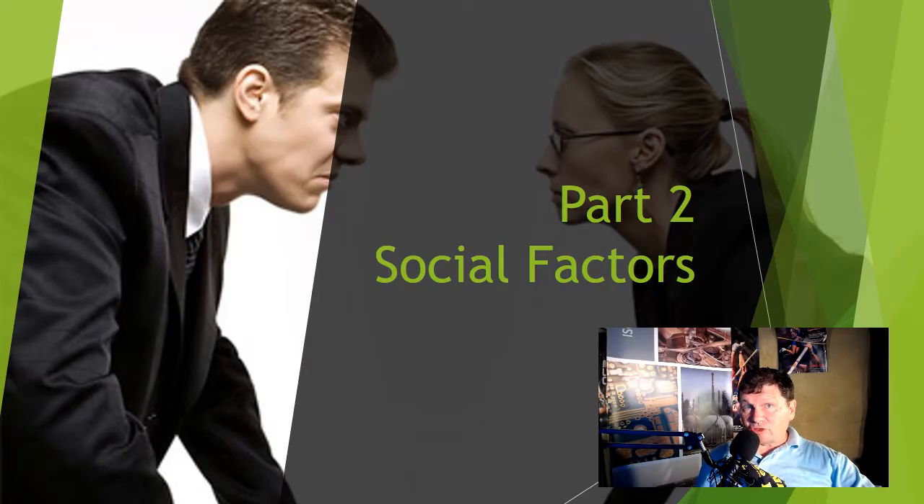Part 2 of this series is about social factors. How is an auditor going to determine the requirements? And how is the organization going to provide objective evidence that they're meeting the requirements? Remember that every time you see a shall, the auditor can look for objective evidence.